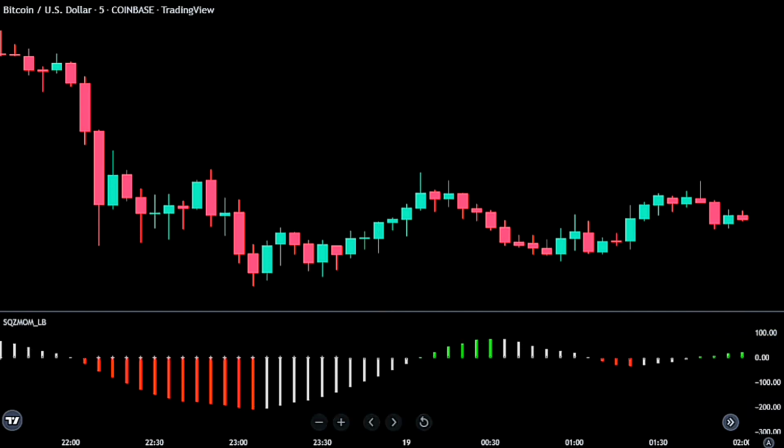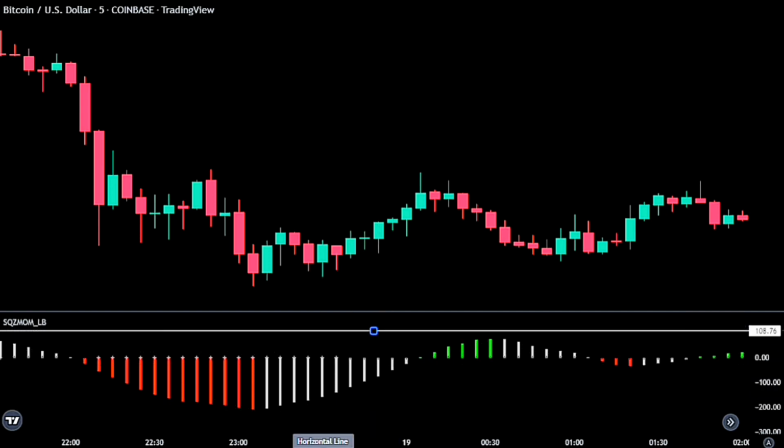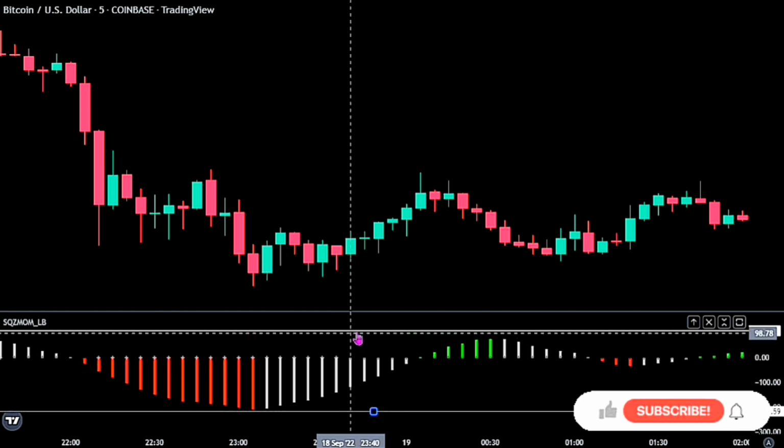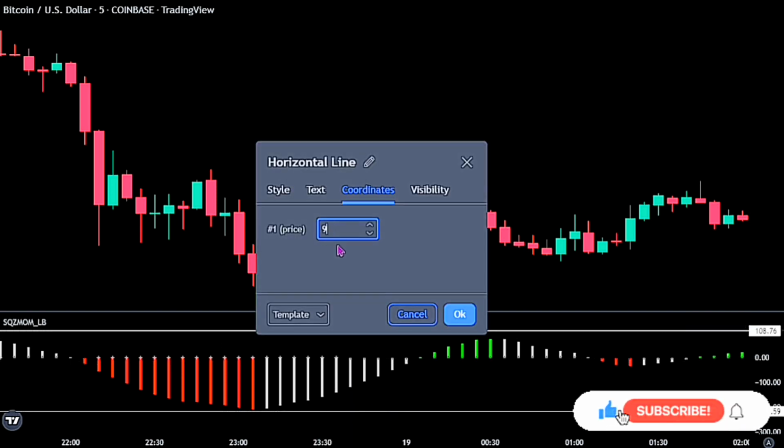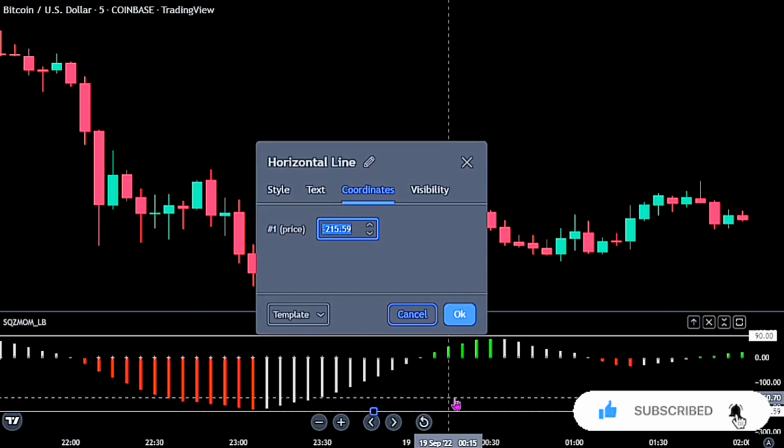Now I want you to add 2 band lines to the indicator to enable us gauge the momentum in the market. When you add the first line to the indicator, set its input to 90. Also add the second line to the indicator, and set its input to -90.